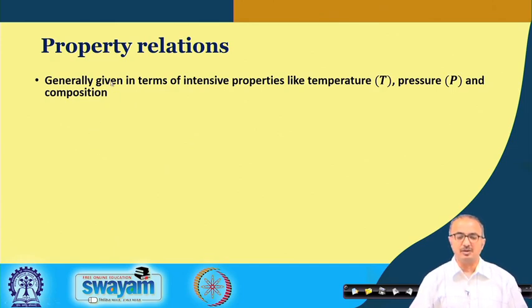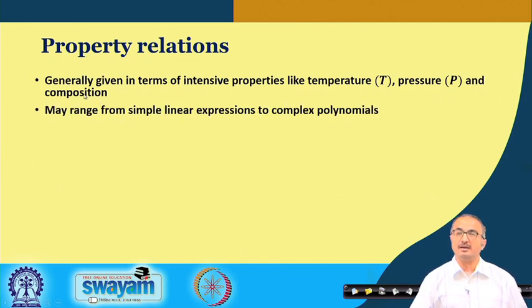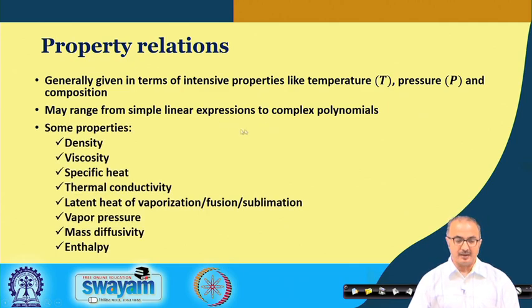So, let us first come to the property relations. Generally, these property relations are given in terms of the intensive properties like temperature, pressure, and composition. And these relationships may be very simple expressions in a linear form, or they may be some very complex polynomial. Okay? And these are some of the representative properties for which we need these relationships, and which we generally encounter in our mass, momentum and energy balance equations.